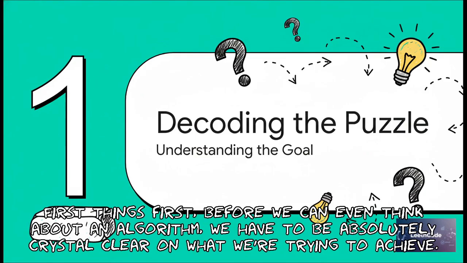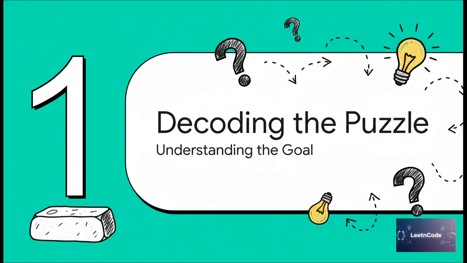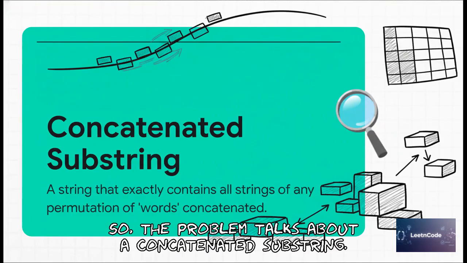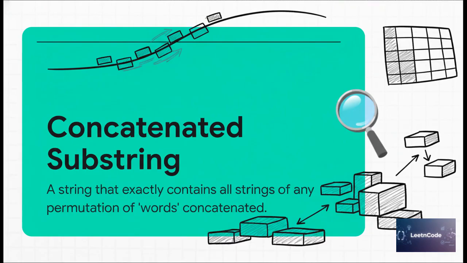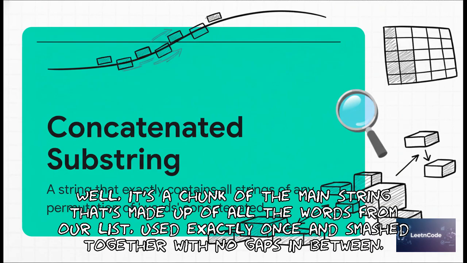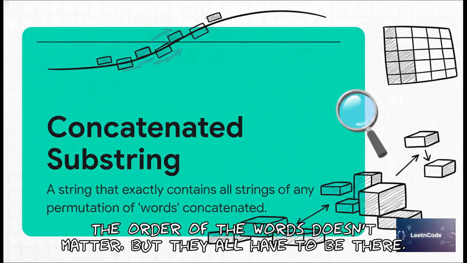First things first, before we can even think about an algorithm, we have to be absolutely crystal clear on what we're trying to achieve. Getting this part right is half the battle. So the problem talks about a concatenated substring. What on earth is that? Well, it's a chunk of the main string that's made up of all the words from our list, used exactly once and smashed together with no gaps in between. The order of the words doesn't matter, but they all have to be there.